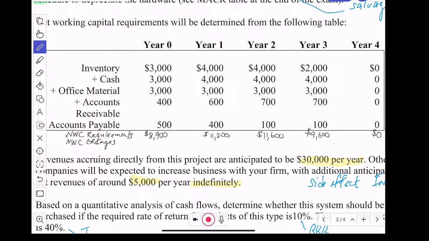So that is 2,300. For the next year, I just need an extra 400 from here to here. Then I don't need so much, so I'll release some of the funds. And finally, release all the funds back to the firm.